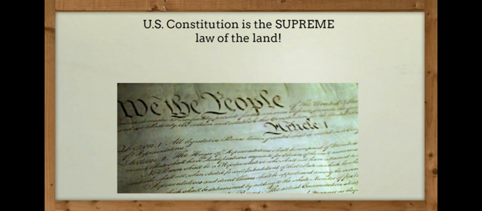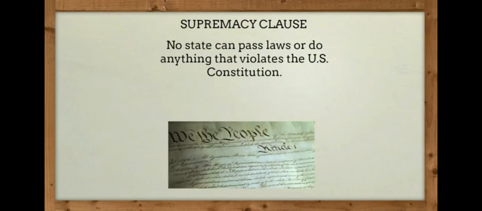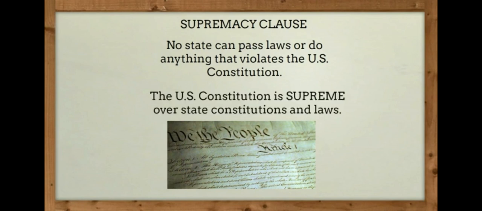This is found in the Constitution under the Supremacy Clause. So let's talk about the Supremacy Clause. So the Supremacy Clause states that this Constitution and the laws of the United States, which shall be made in pursuance thereof, shall be the supreme law of the land, and the judges in every state shall be bound thereby, anything in the Constitution or laws of any state to the contrary notwithstanding. That's pretty complicated. So what does this mean? So put simply, the Supremacy Clause means that no state can pass laws or do anything that violates the U.S. Constitution, because the U.S. Constitution is supreme over state constitutions and laws, and that is at the heart of federalism.